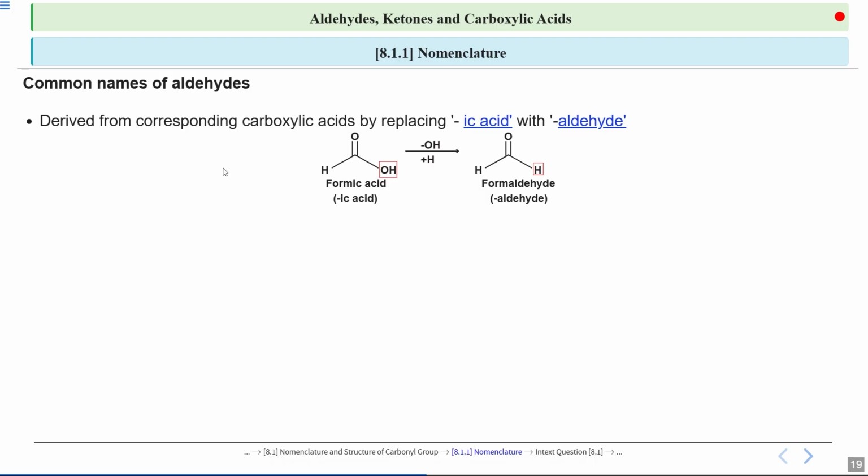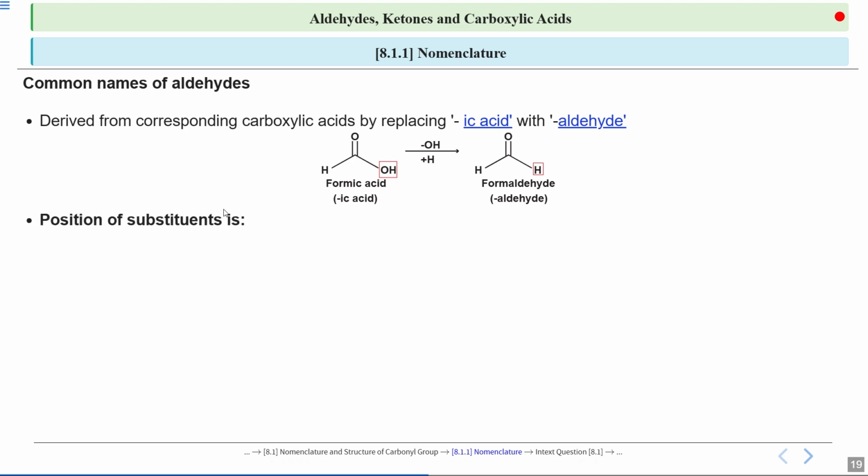This is a carboxylic acid, which is formic acid. This is the structure of how a carboxylic acid looks. There is an R group, which can be hydrogen or an alkyl or aryl group, and on the other side you have a hydroxyl group, which is the OH group. If you replace this OH with hydrogen, you get an aldehyde, and the name is formaldehyde. So the aldehyde which is formed from formic acid is called formaldehyde. Just see, I have replaced IC with aldehyde. So this is formaldehyde.